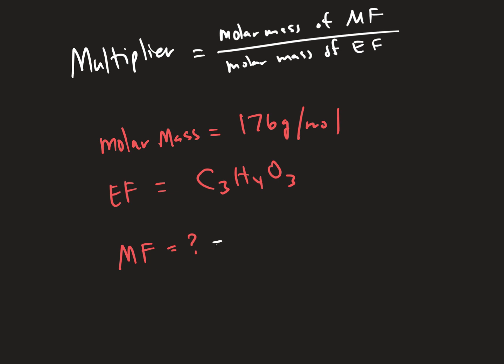So the molecular formula is equal to the empirical formula multiplied by the multiplier, right? So what's the multiplier? 2. So Vir got the multiplier is 2. To do that, find the molar mass of the empirical formula. 12 times 3 is 36. 4 times 1 is 4. And 3 times 16 is 48. And that's a total of 88.